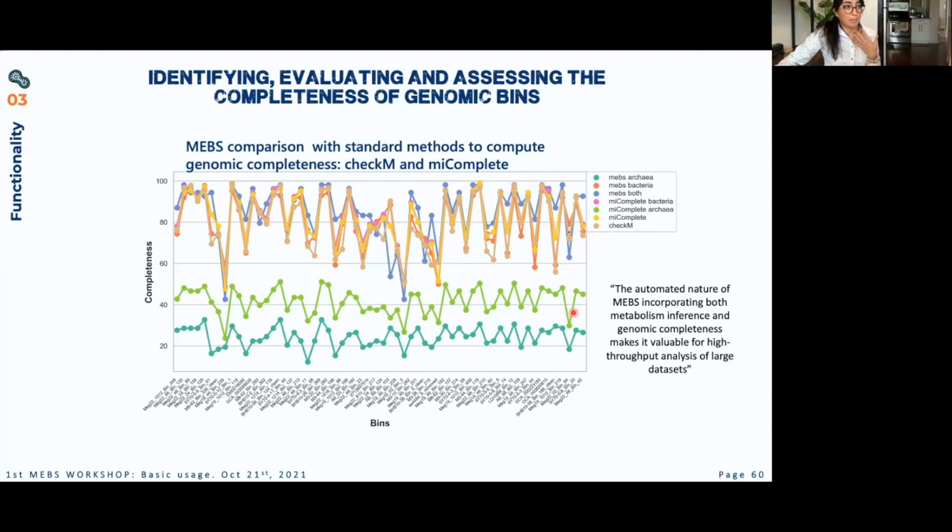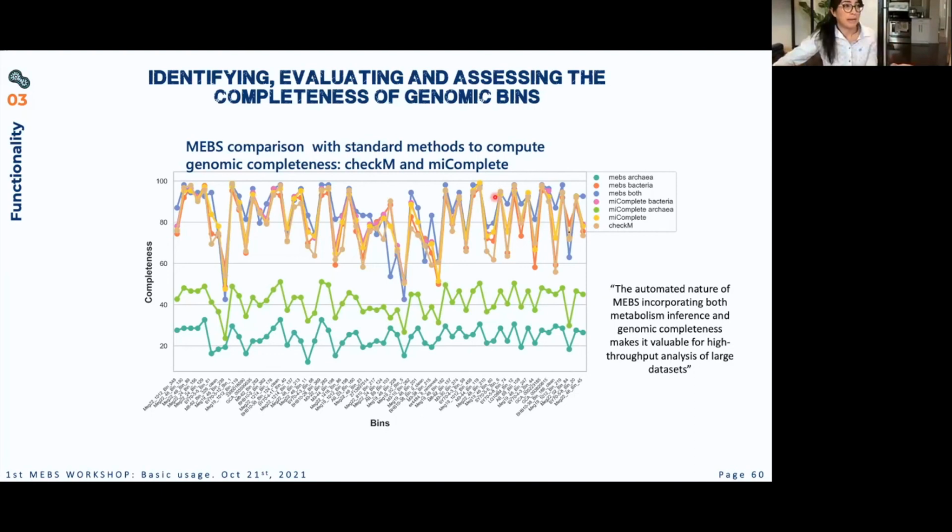And this is important because here we know that we are analyzing bacteria, but sometimes you don't know. Sometimes you have bins and you want to benchmark them and you want to know what they are. And so with MEBS, if they have low values of completeness of single copy marker genes in archaea, then you can screen that and look at the bacteria completeness values. And that's something that, for example, you don't have with the other two programs.